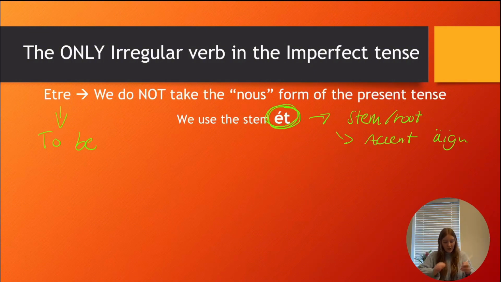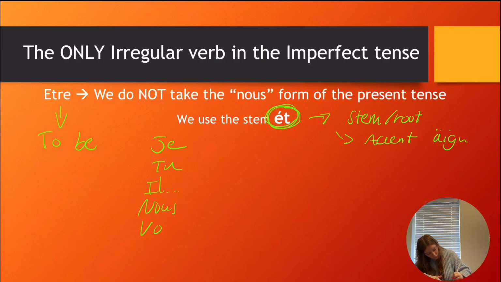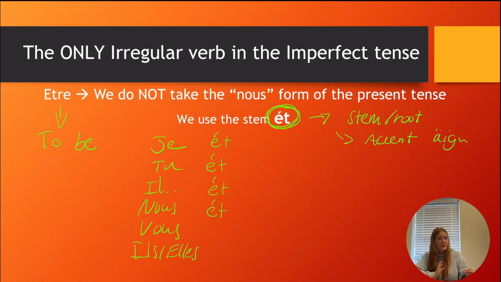So, what we do, we have the same pronouns as always. Je, tu, il, elle, on, nous, vous, il/elle. Okay? We add this stem, so É, T, for every single one, okay? Just like the stem for other verbs, same for every pronoun. And then we add our endings.